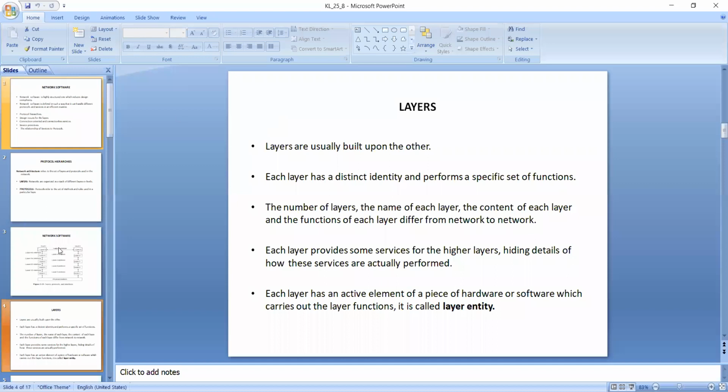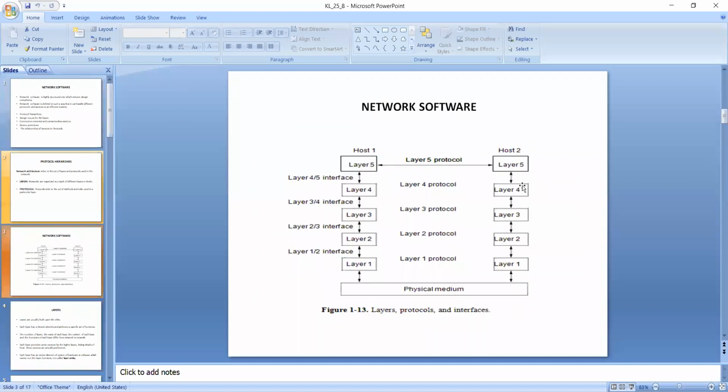So, go to the diagram. Look at here. Here, the first point is the layers are placed one upon another. There are 5 layers, so these layers are placed one upon another. So upon layer 1 there is layer 2, upon layer 2 there is layer 3, upon layer 3 there is layer 4, and upon layer 4 there is layer 5. So these layers are placed one upon another. So that is the first point.